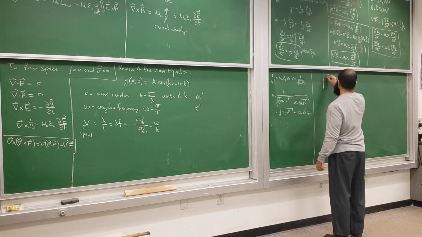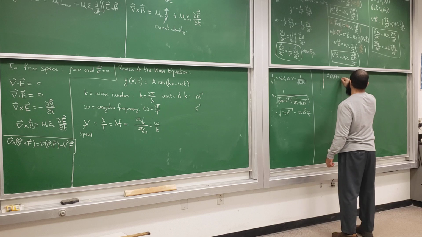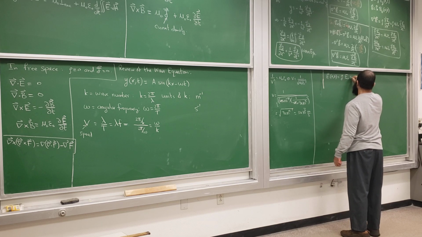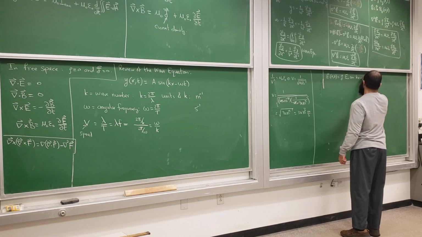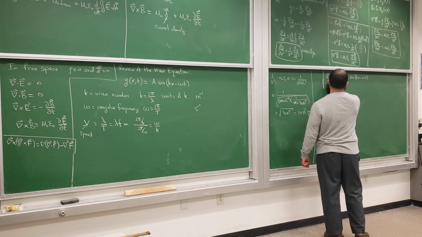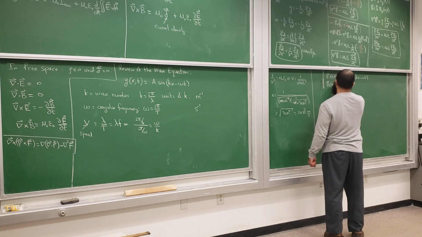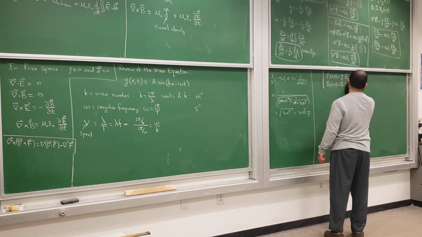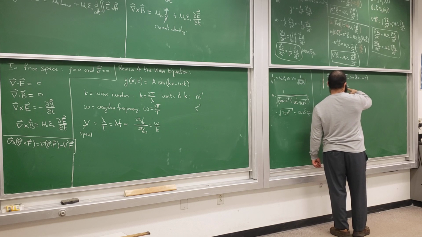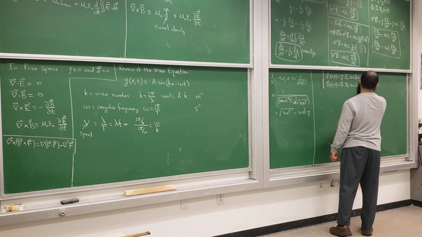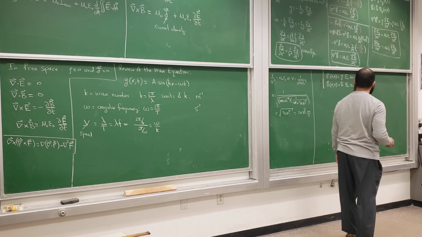So we're going to take a specific function. We're going to say this: E of x and t is equal to j hat times some E naught sine of kx minus omega times t. And then B of x and t is k hat B naught. This is the amplitude of the maximum magnetic field, times sine of kx minus omega times t.